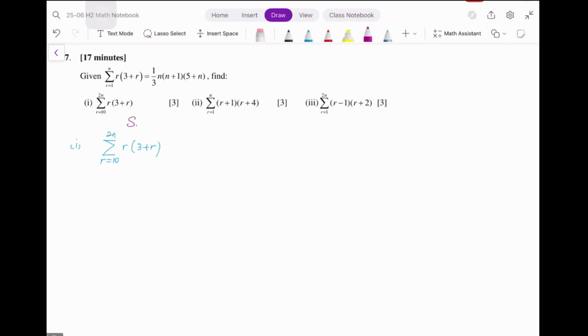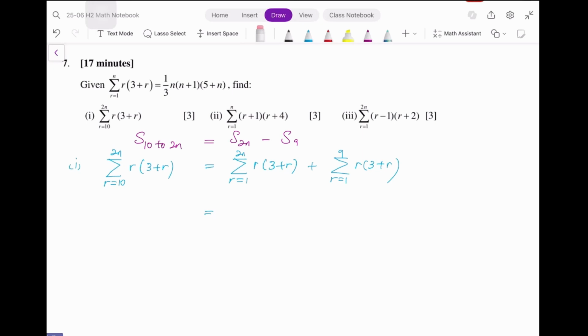So this is actually S from 10 to 2n. If we want to express it from 1 to 2n and 1 to 9, this will be S of 2n minus S of 9. So we have the sum from 1 to 2n of this identity minus the sum from 1 to 9 of the same thing. Then we just apply the formula directly.